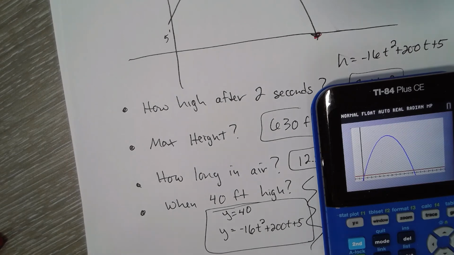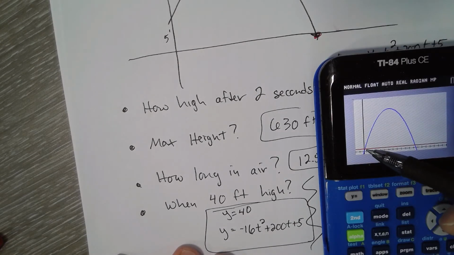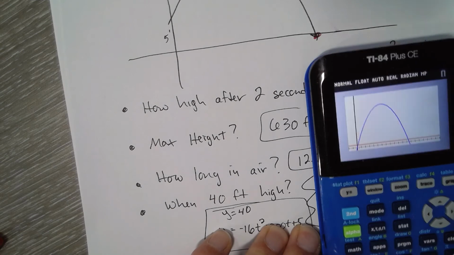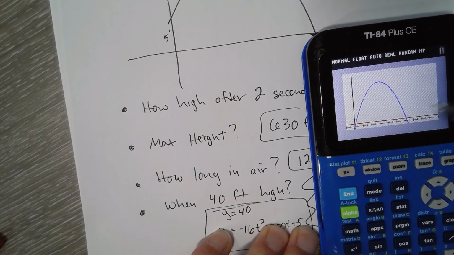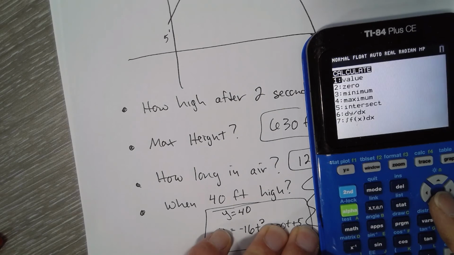How many times is it 40 feet high? One time. It's one time here. Yeah, and then on the way down also. Okay? So I might as well show you how to do this because we're going to do it later today anyway. So we can find those points of intersection using our calculator. So calculate. What do you suppose we're going to do now? The intersection.